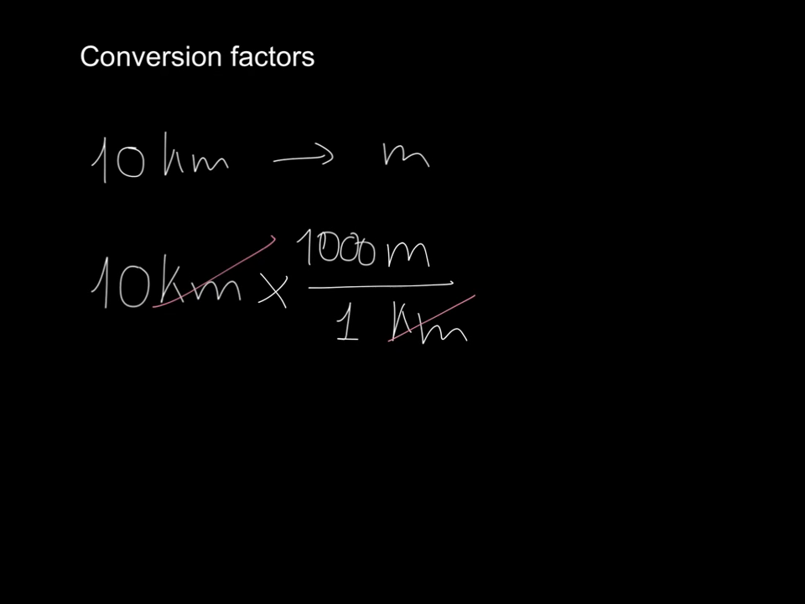And now I can easily see this gets rid of this, and then I get 10 times 1,000. All I need to do is now multiply everything on top, divide by everything at the bottom, which is 1, and then I'll get the amount of meters. So this is equal to 10,000 meters.